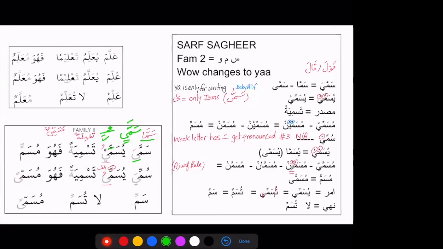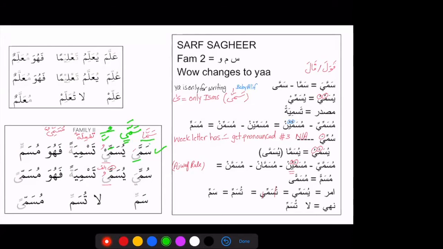So two rules we are learning over here. In past tense, the weak letter is mutaharrik, it can have fatha, dhamma or kasra, any haraka, and the letter before has fatha. Not dhamma, not kasra, but fatha. Then the weak letter will change into alif. So that's why we will say samma.